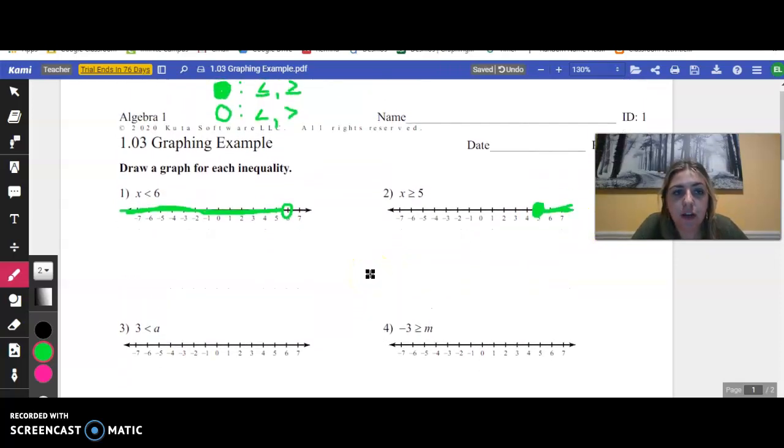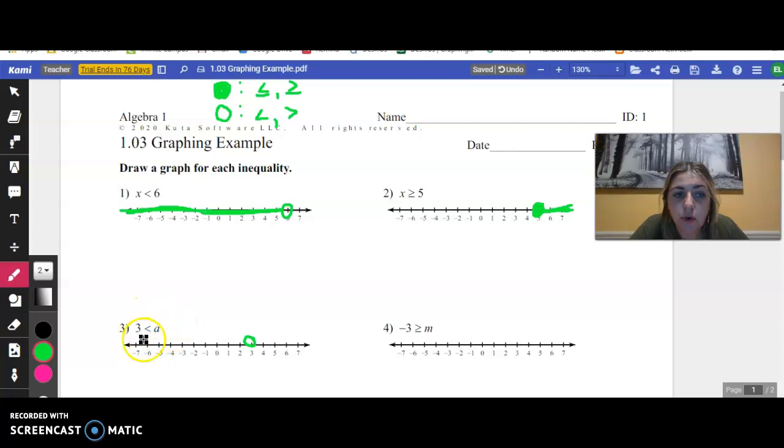Now for 3 and 4, if you notice on this one, your number comes first instead of the letter, instead of the variable. So I'm still going to start by drawing a dot at 3. It's going to be an open dot because of my sign. And then this says, don't get this confused, okay? 3 is to the left of A.